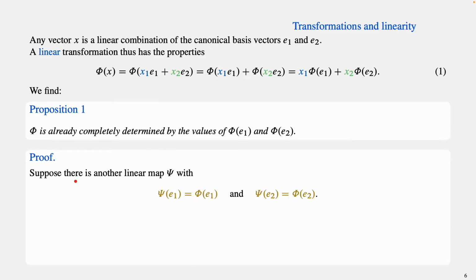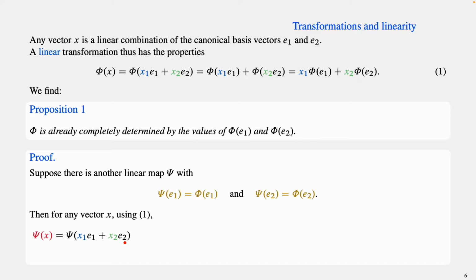Let's prove this. So suppose there's another linear map, let's call it psi, which takes the same values on the canonical basis vectors. So psi of e1 equals phi of e1 and psi of e2 equals phi of e2. And what I want to show is that psi is identical to phi. How do I do this? I take any input vector x and look at the value psi of x, and I want to show that it is equal to phi of x for arbitrary input vectors x. Now, x I can write again as this linear combination, x1 times e1 plus x2 times e2.